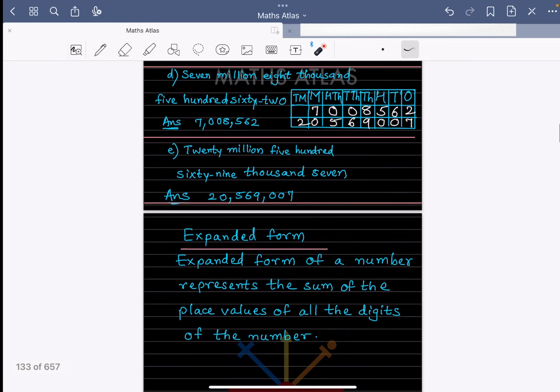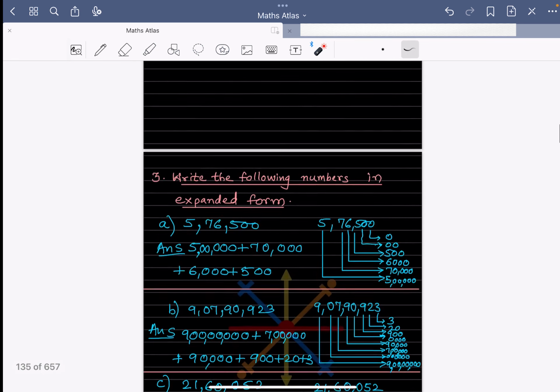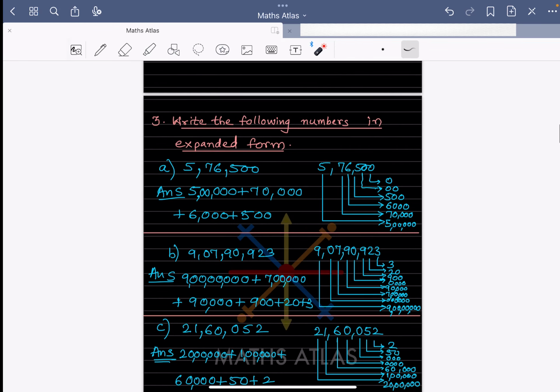Now let us see the expanded form. What do you mean by expanded form? Expanded means, in a simple way, we have to break up that number. The proper definition: expanded form of a number represents the sum of the place values of all the digits of a number. In short, it is the breaking up of the number. Now look here. They have asked to write the following numbers in the expanded form. So this is the number given.